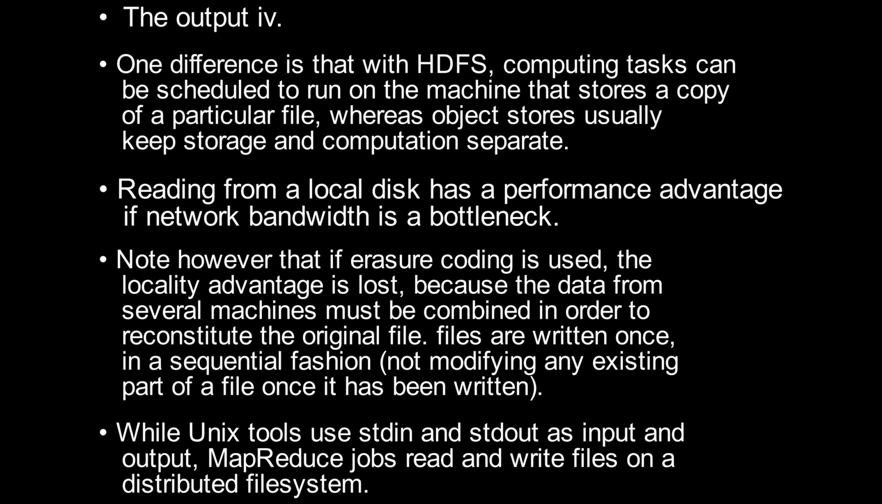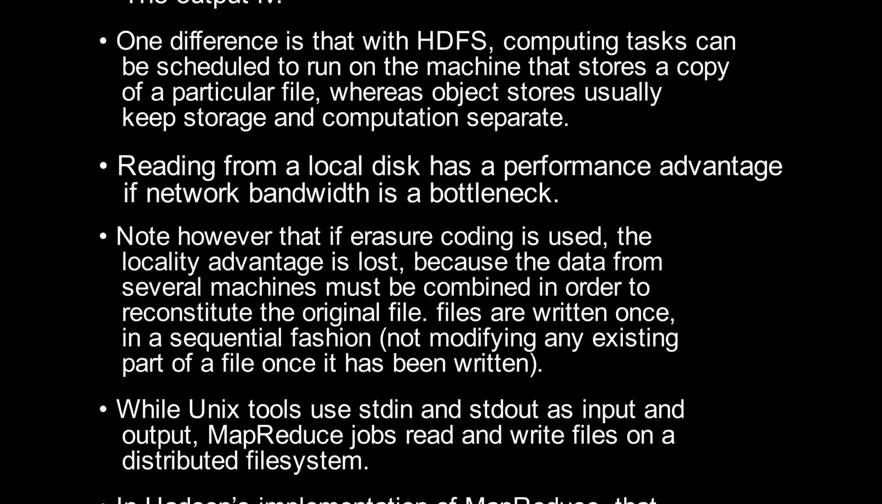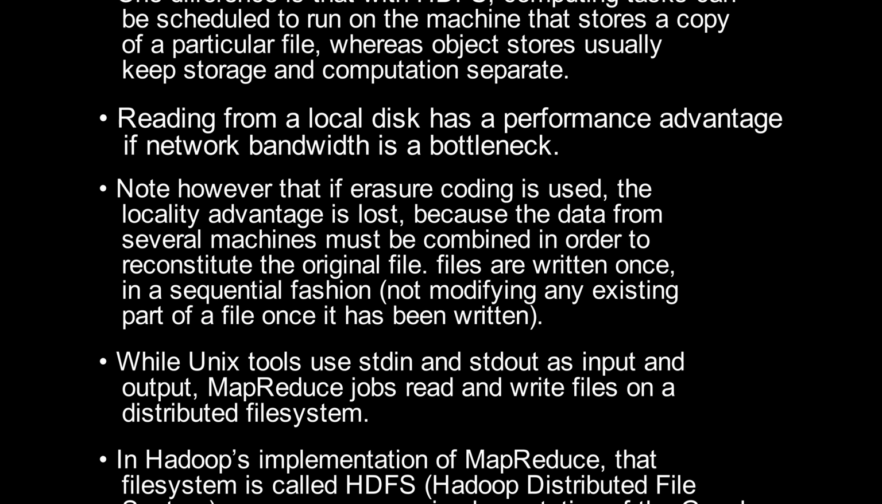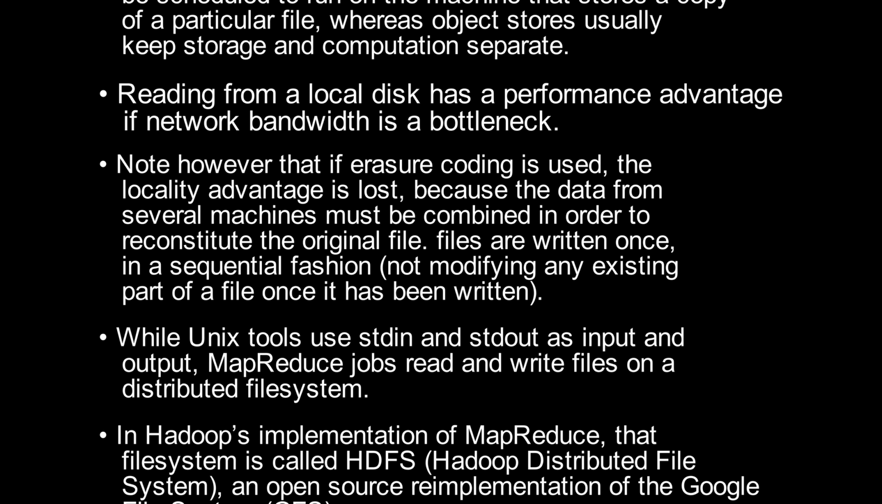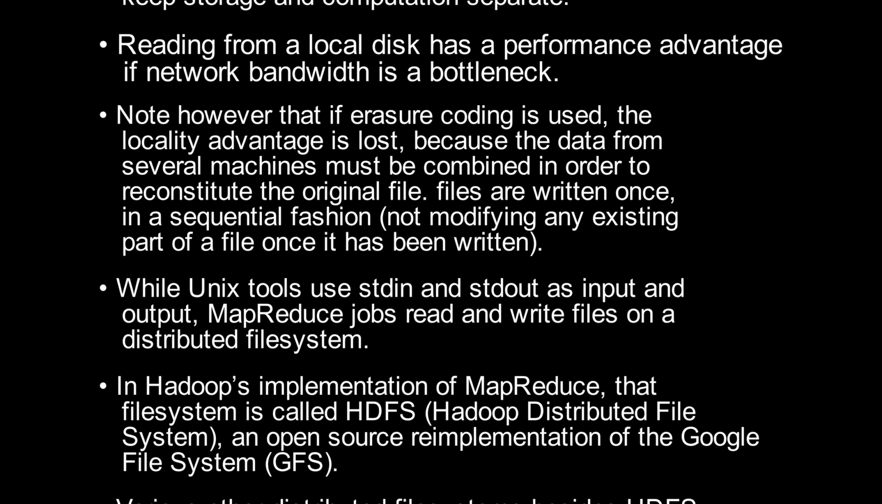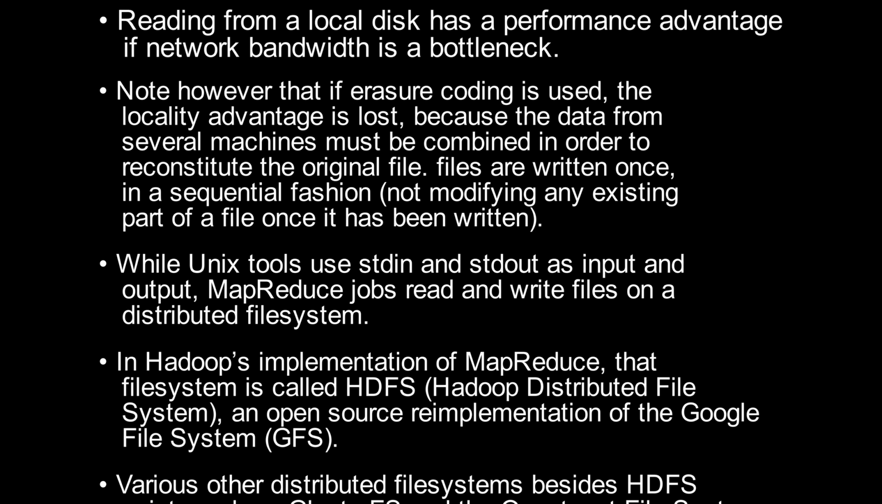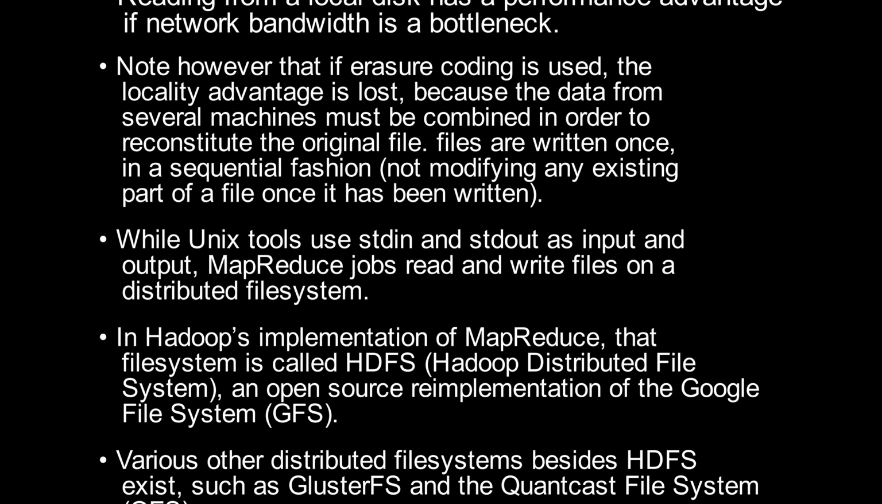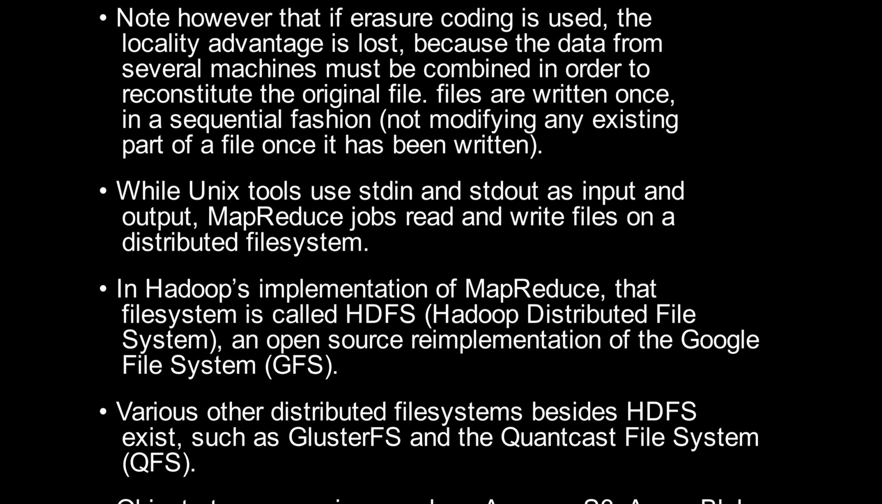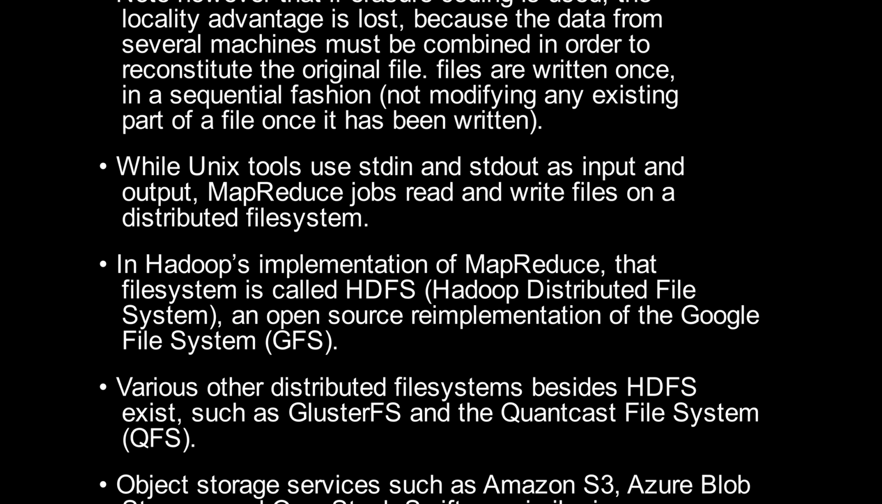Files are written once, in a sequential fashion, not modifying any existing part of a file once it has been written. While Unix tools use stdin and stdout as input and output, MapReduce jobs read and write files on a distributed file system. In Hadoop's implementation of MapReduce, that file system is called HDFS, Hadoop Distributed File System, an open-source re-implementation of the Google File System, GFS.